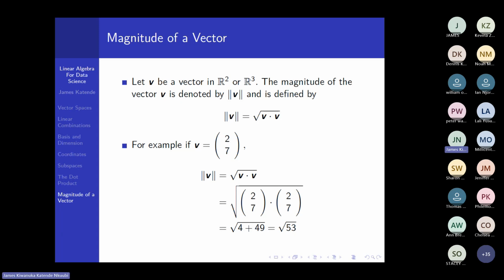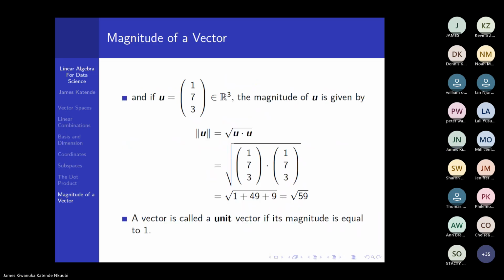So this gives you the length or the magnitude of the vector. Here is an example in R3. We have a vector u. The length of the vector u will just be the square root of the dot product of u with itself. So we proceed and do that here.